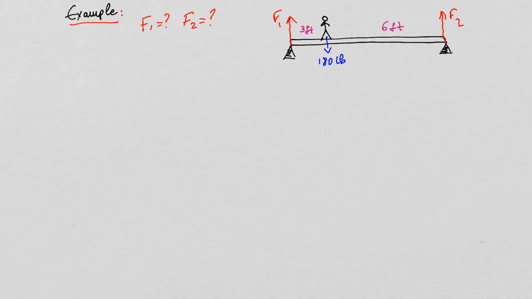Now we have three forces that are present in this configuration. We have the two support forces pushing up, and then we have the weight of the person pushing down. So that means that the weight of the person is balanced by the two forces at the supports. So this is the first condition of equilibrium.